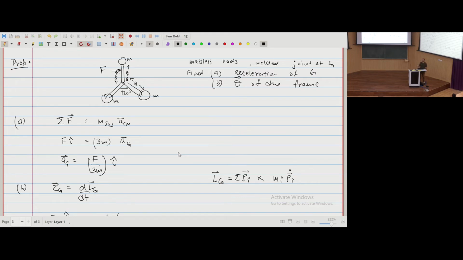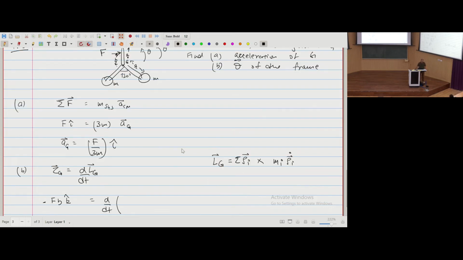Now I do not know how the system will rotate. So what I do is, my convention says that theta dot and theta double dot in the anti-clockwise direction is positive. So in case it rotates clockwise, I will get the answer as a negative value. So I will simply multiply everything by 3, because I know that each particle is contributing the same angular momentum because of the symmetry.